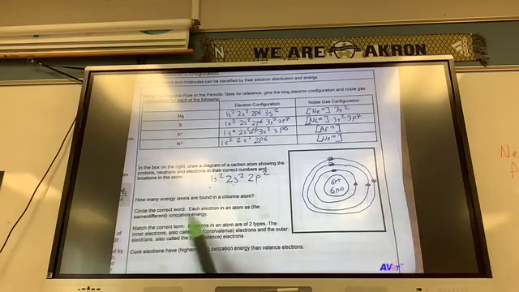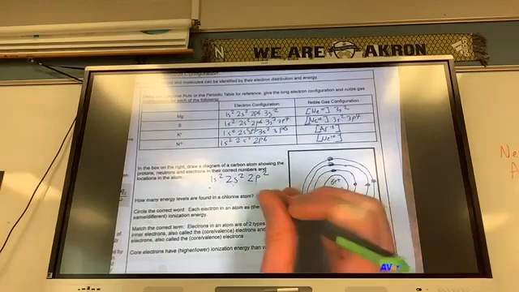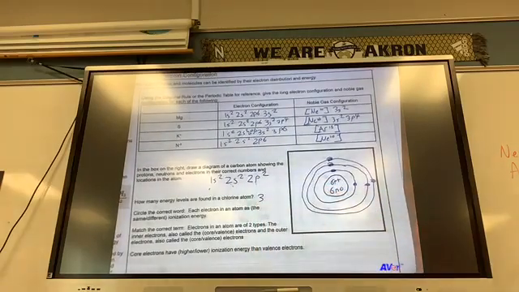How many energy levels are found in a chlorine atom? It's 3. How do I know that? Well, I've got my 1s2, I have my 2s2 and my 2p's. That's still 1 level. And then I have my 3s2 and some 3p's. The coefficient is the energy level. Correct. So there's 3.